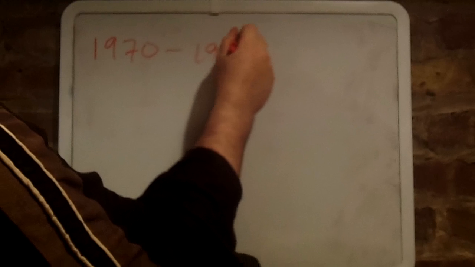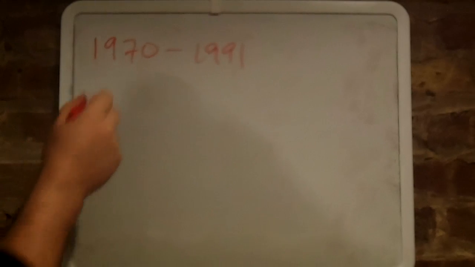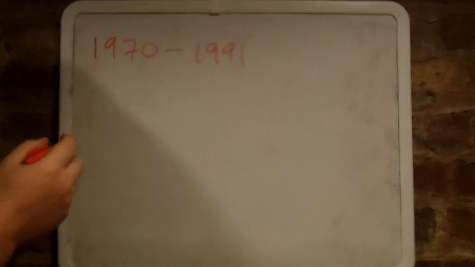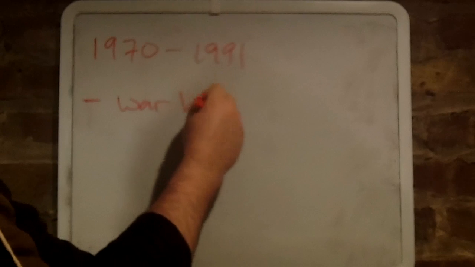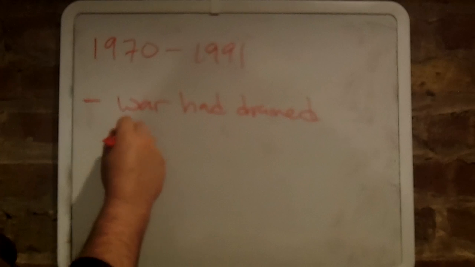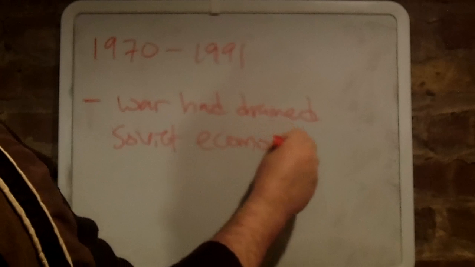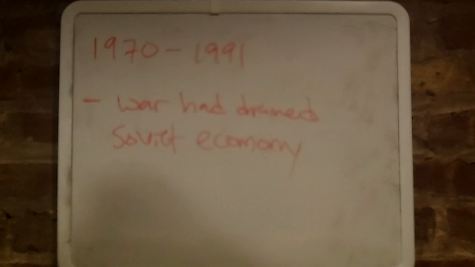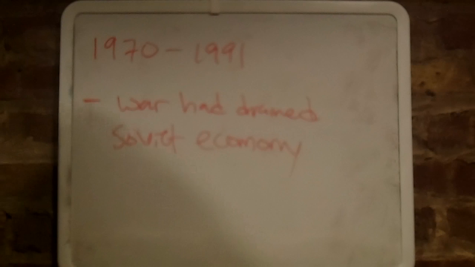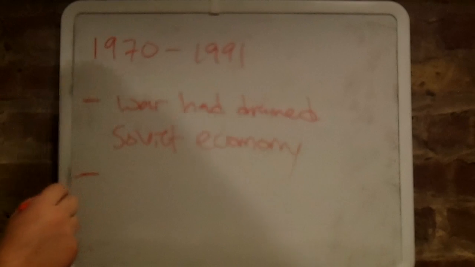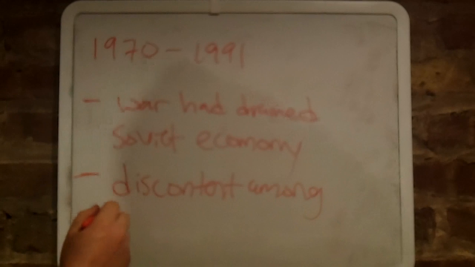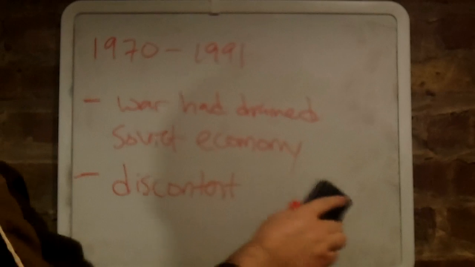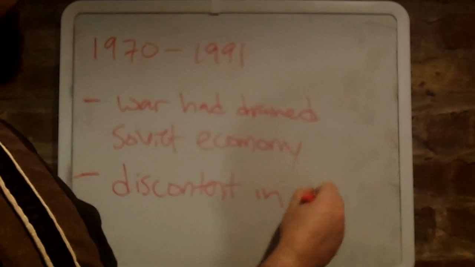Communism began to weaken during the period from about 1970 to 1991. 1991 is when the Soviet Union broke up. And the main reason for this decay was that they were running out of money. So war had drained the Soviet economy. All that money they had spent trying to prop up communist governments in other countries had drained their economy. It was also drained by the war in Afghanistan. And also there was a growing discontent among the Soviet citizens themselves, so not just in the Soviet Union, but also in the communist nations of Eastern Europe.